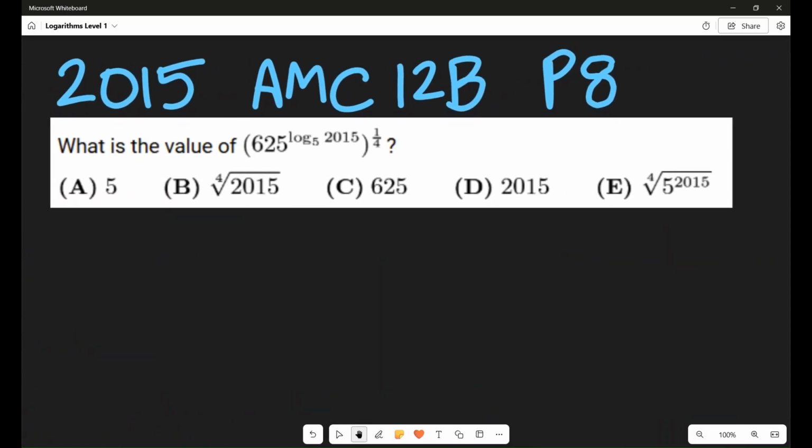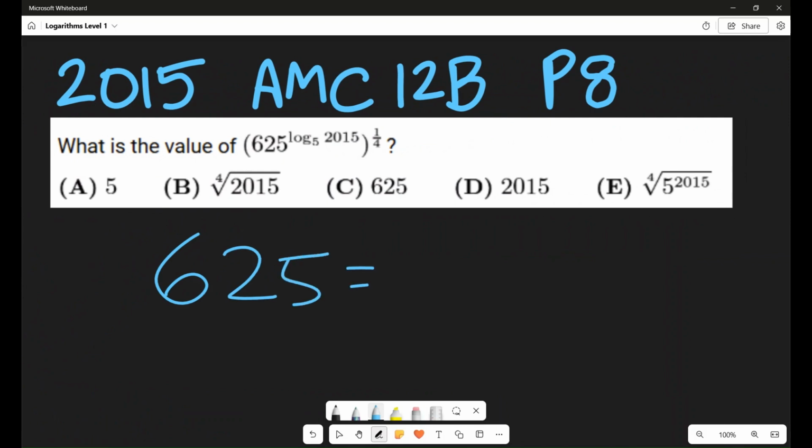So here we have our next problem, the 2015 AMC 12B problem 8. And it's just evaluating this weird expression that we're given, right? So first thing we notice is we have 625 and we do have a log 5. So let's try to take 625 and extract the 5 out of there, right? So if we have 625, we know we can just write that as 5 to the power of 4. And that 4 is really convenient because we actually have this 1 over 4 in the exponent.